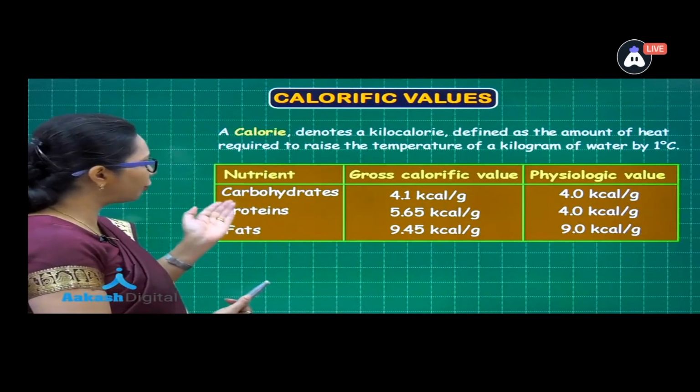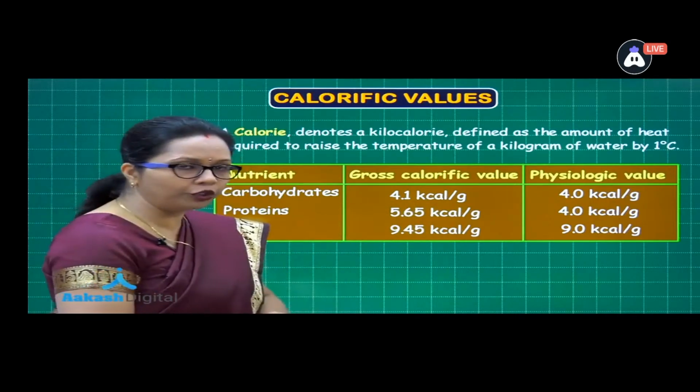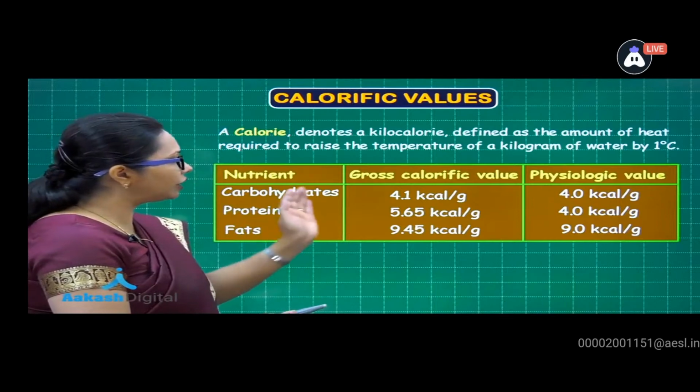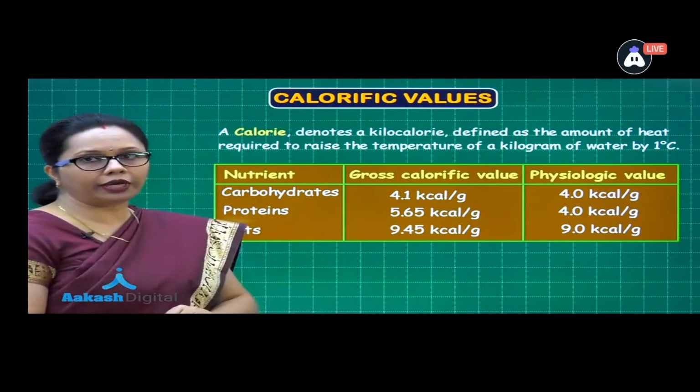In the same way, for proteins it is 5.65 kilocalories per gram, while the physiologic value is just 4. And for fats it is the maximum, that is 9.45, while the physiologic value is 9.